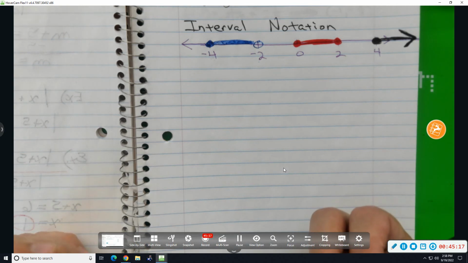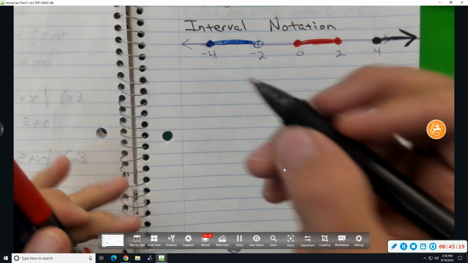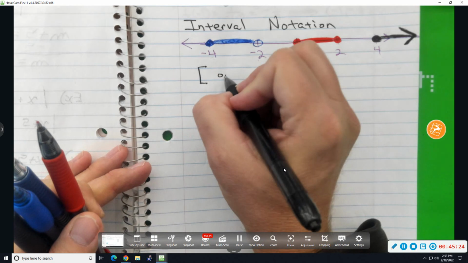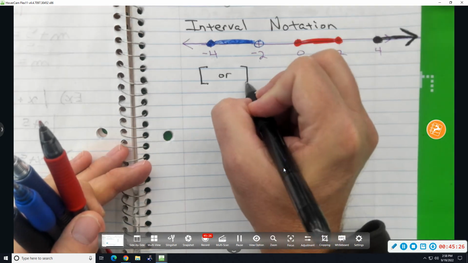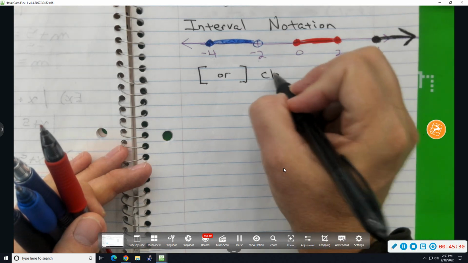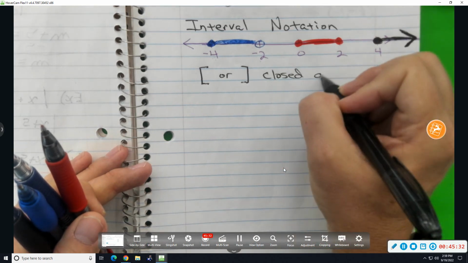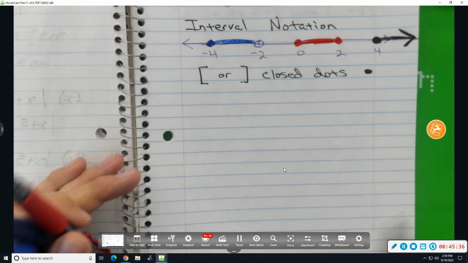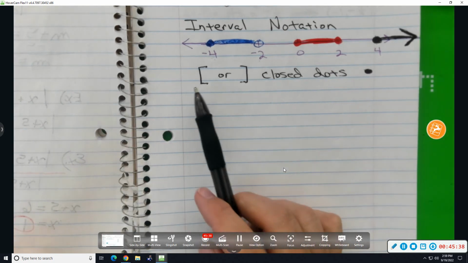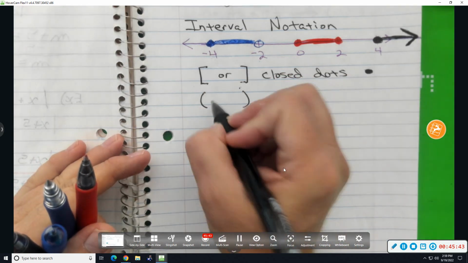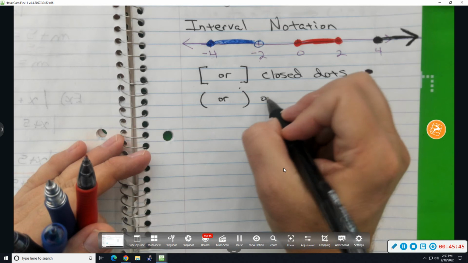With interval notation, we're going to use brackets, either a left bracket or a right bracket, depending on where the closed circle is. They'll be used for closed circles. I'll say closed dots. If your number line has a closed dot at the end point, you'll put in a bracket. You'll use parentheses if you have open dots.